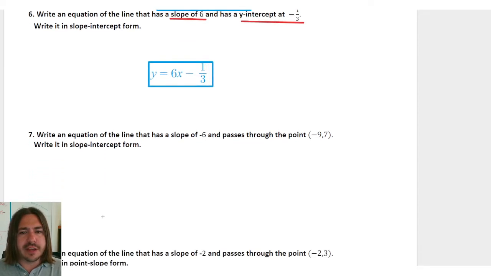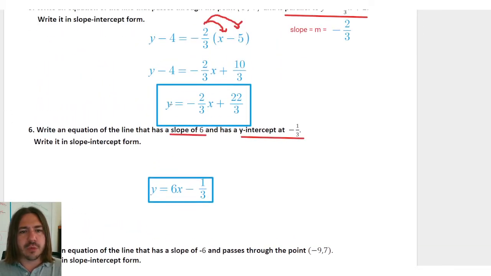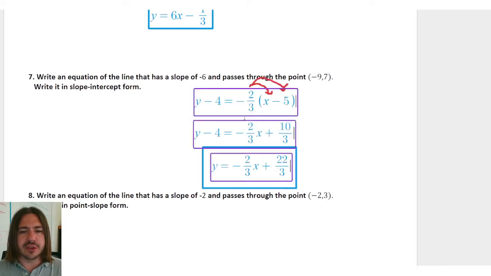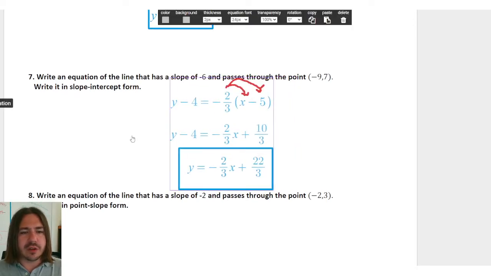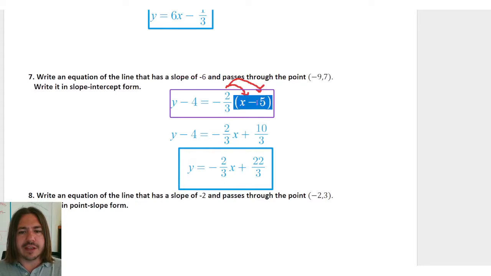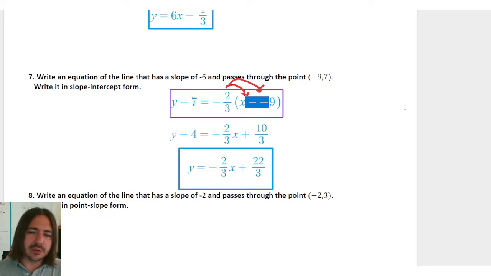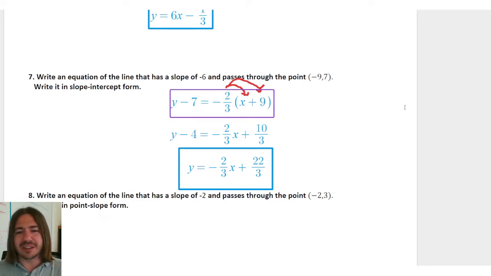For number 7, it says, write an equation of a line that has a slope of -6 and passes through this point. Write it in slope-intercept form. So basically, we're going to work this out the same way we did number 5. So I'm just going to copy that work down here and start changing the numbers to be what they need to be. So my point here, -9, means this is going to be x minus -9 and y minus 7. We don't want to write minus a negative, so we're going to change that to its equivalent, a simpler operator, which is just plus.